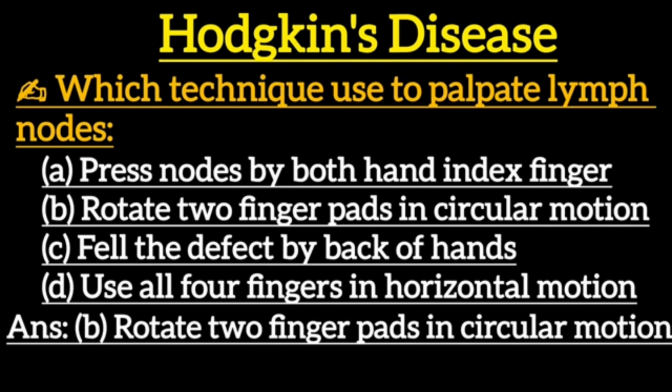Next one: which technique is used to palpate lymph nodes? Option A, press nodes by both hands' index fingers. Option B, rotate two finger pads in a circular motion. Option C, feel the defect by the back of the hands. Option D, use all four fingers in a horizontal motion. Correct answer is option B, rotate two finger pads in a circular motion.